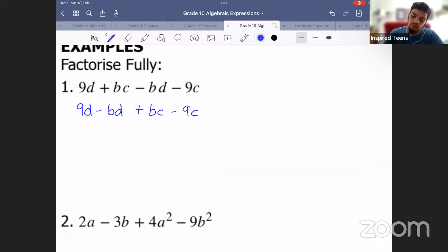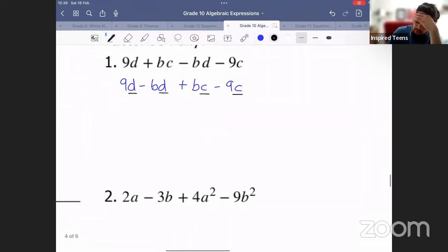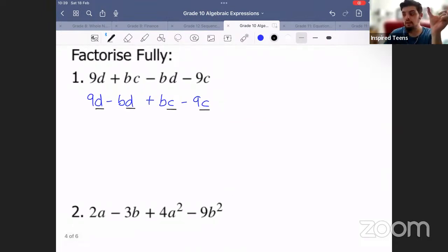The reason I've grouped it, I've just rearranged it, is because I know that there's d common in the first 2, and in the last 2 there's c common. So now I can take a common factor with each binomial respectively. In the first one, I take out the common factor of d, and I'm left with 9 minus b. In the second one, I take out the common factor of c, and I'm left with b minus 9.